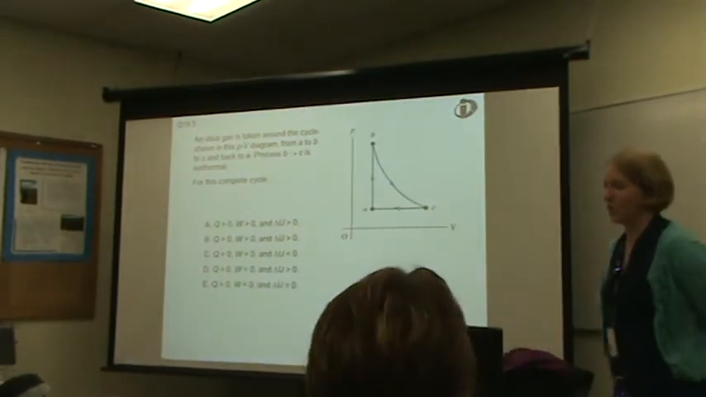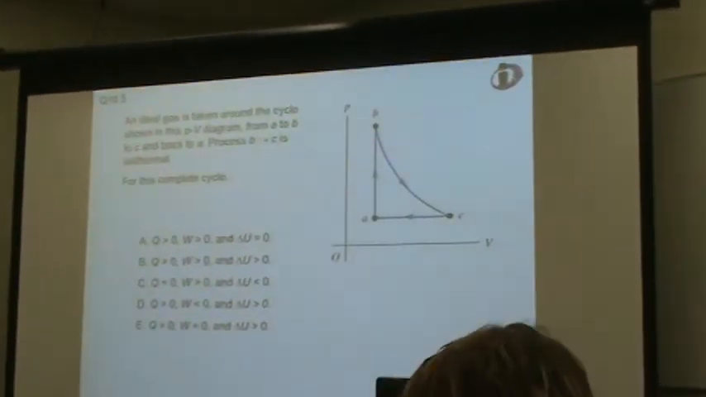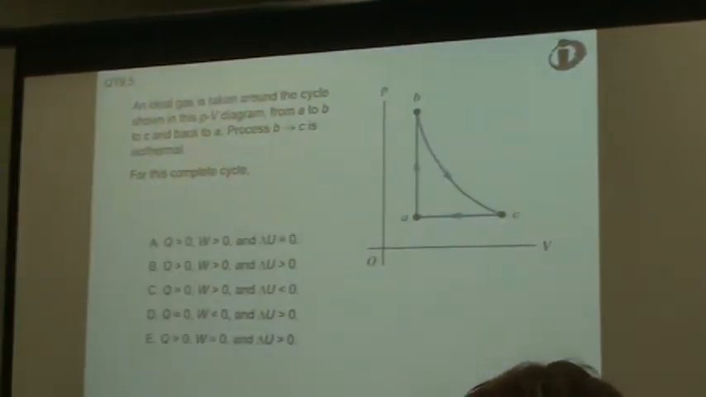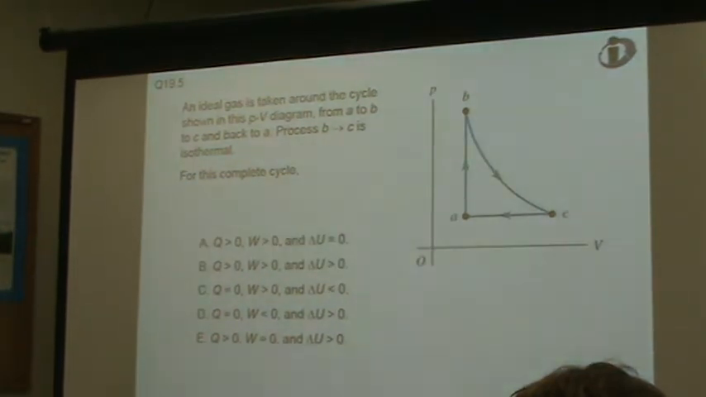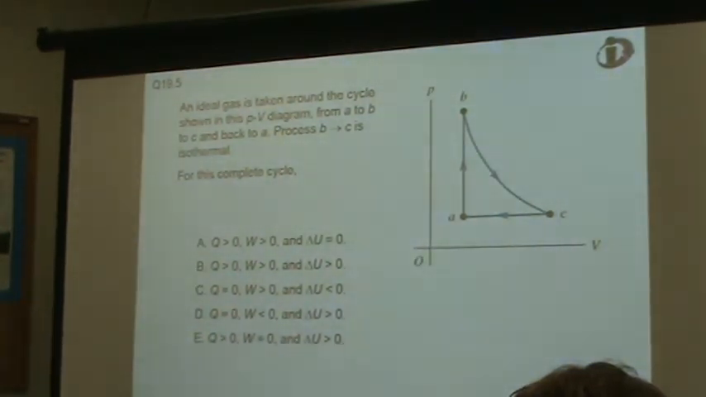All right, so we've got the same picture, and we want to know for this complete cycle, so from A to B to C back to A again, how do Q, W, and delta U look?